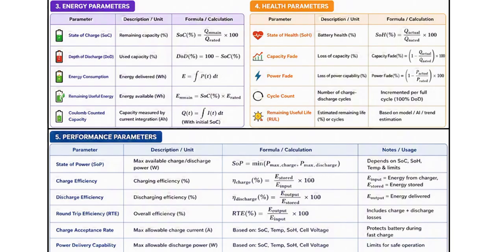Then charge efficiency, discharge efficiency, round trip efficiency, for all these parameters the formula is given here, and the actual description is mentioned here for each and every performance parameter, in which the power delivery capability is considered to be very important, which is defined as maximum allowable discharge power, also based on SOC, temperature, SOH, and cell voltage.